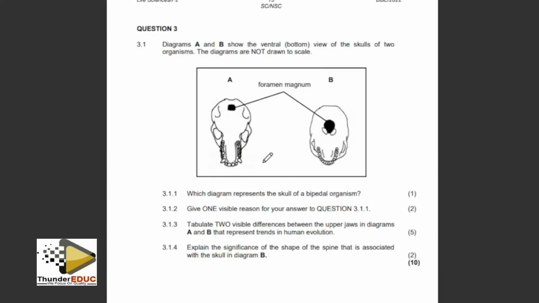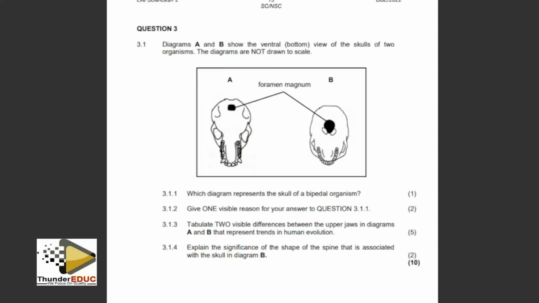Now look at this. Position of foramen magnum. They're saying, which diagram represents a skull? There is a difference between a skull and a cranium. A skull is everything which encloses the head. But a cranium is only the part which encloses the brain. Only the part which encloses the brain is what you call cranium. I think I'm clear there. Number 2, they're saying, which diagram represents the skull of a bipedal?